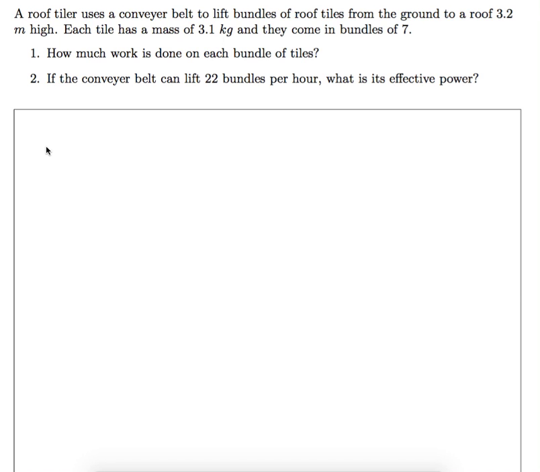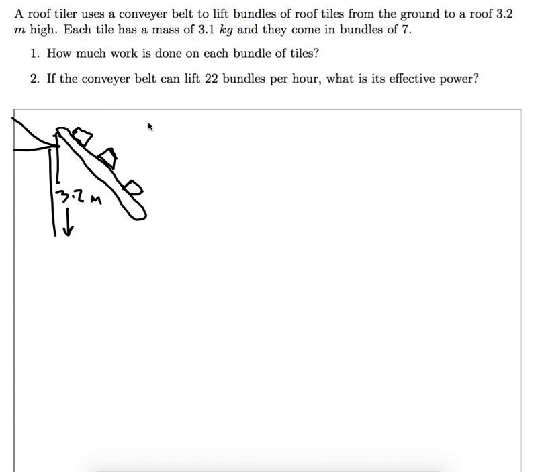So again, I'm going to draw a little diagram. Here's my wall and roof. Here's my conveyor belt to the ground. Here's my bundles of roof tiles moving up the conveyor belt. Okay. I know that the height that I need to worry about here is 3.2 meters. I know that each tile is 3.1 and they come in bundles of 7.